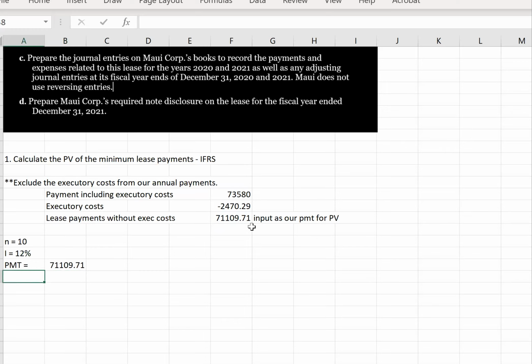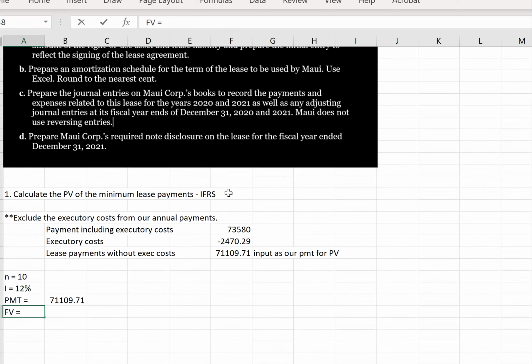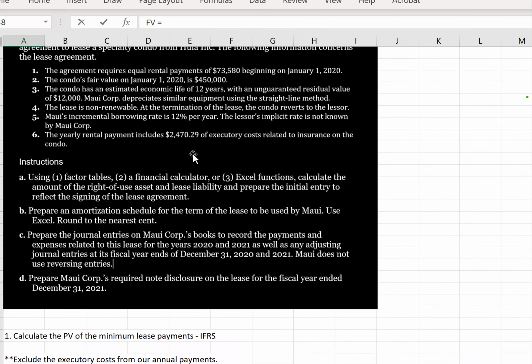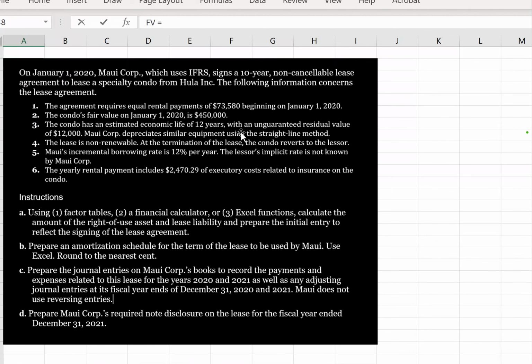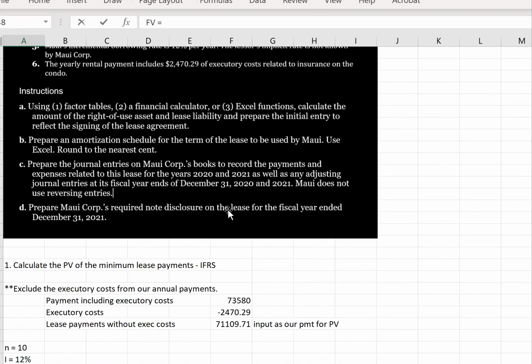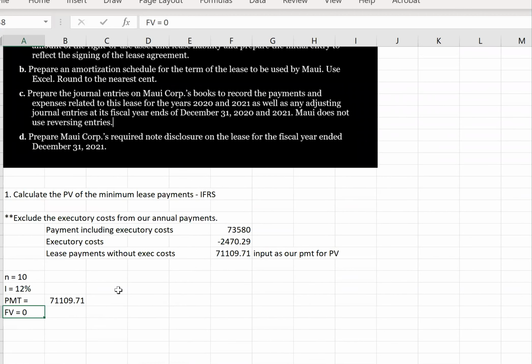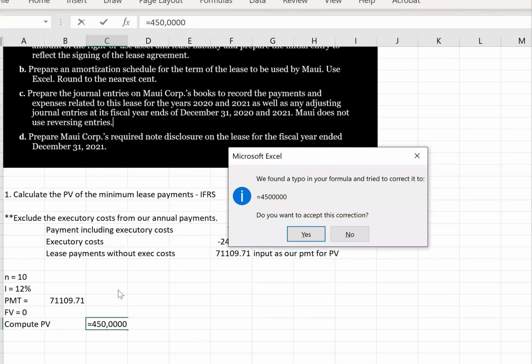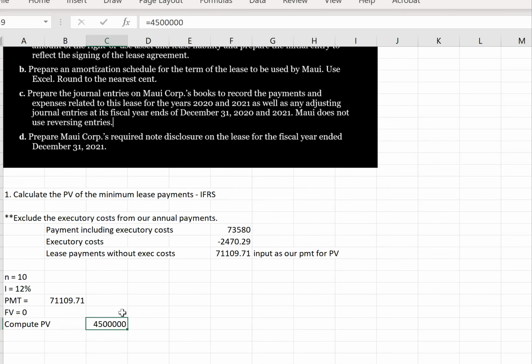And our future value, is there any guaranteed residual value here or any sort of requirement to make any payments at the end? No, it says there's an unguaranteed residual value of 12,000. So we don't include that in our present value calculations. It says at the termination of the lease, the condo reverts to the lessor. So therefore, there's no future value. So if we compute present value, we're going to get a present value of $450,000.